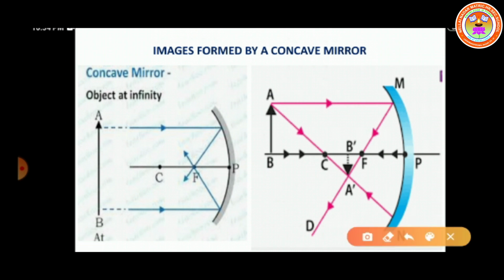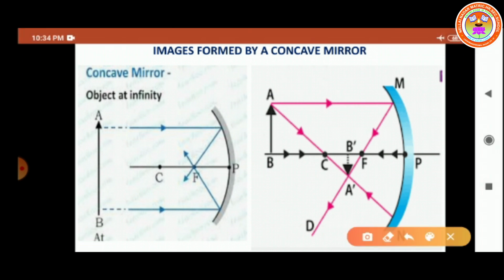See the diagram. The first case is the position of an object at infinity. So where do we have to keep the object? The object is located at the infinity point, so it emits a parallel beam of light rays. Here the blue color lines are given. This is taken as an incident beam of light. The incident light rays fall on the concave mirror.